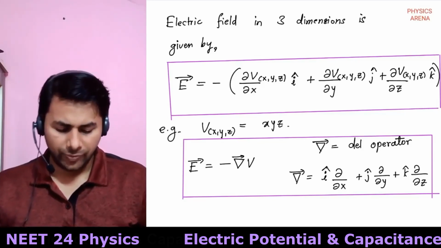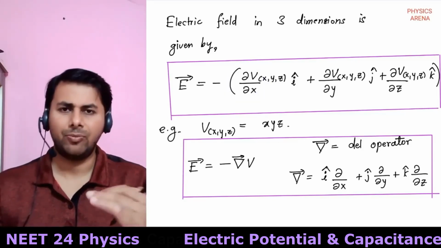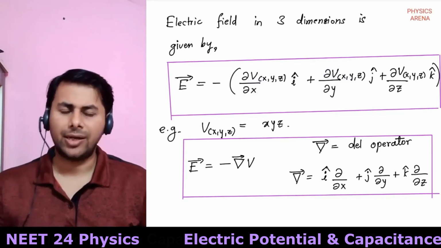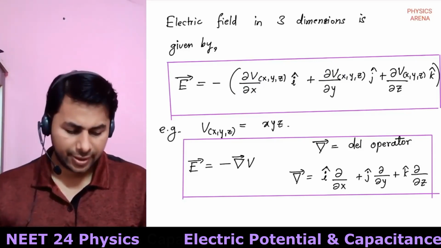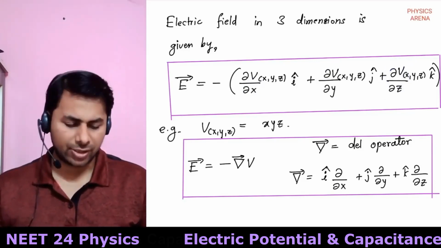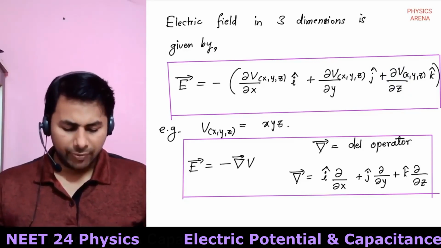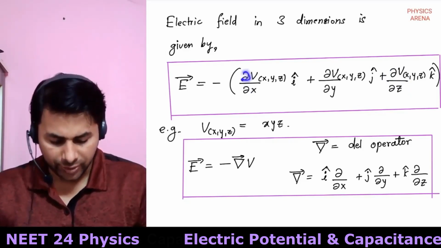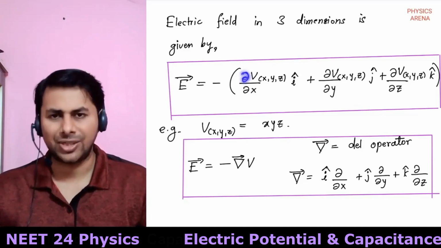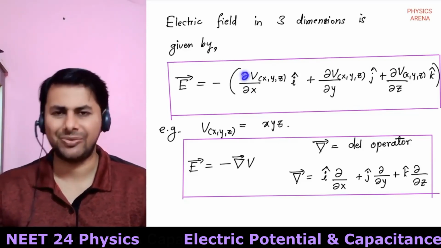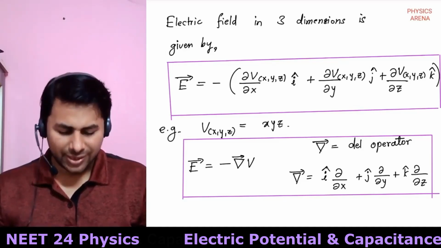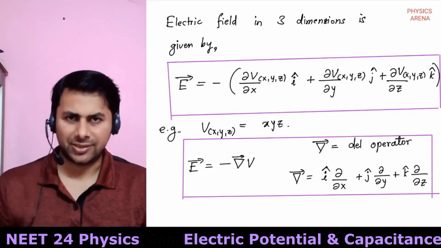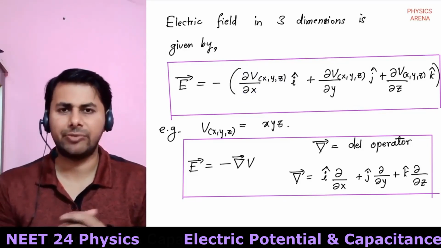That means now the x component will be given by the derivative of potential with respect to x. The y component will be given by the derivative of potential with respect to y. The z component will be given by the derivative of potential with respect to z. But you can see I have written these derivatives in a slightly different manner. So what is that slightly different manner? This is called a partial derivative. Partial means you will consider y and z as constants when you take the derivative with respect to x. So this is the partial derivative with respect to x.